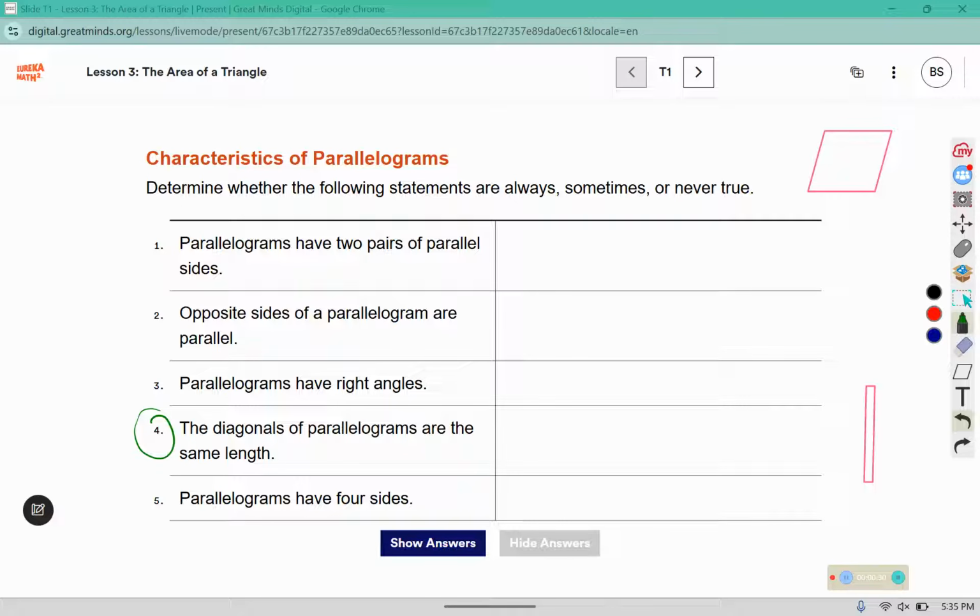The diagonals of a parallelogram are the same length. Well, not necessarily. This distance across is shorter than the distance across this way. But in the parallelogram that is a rectangle, they're the exact same length. So this one is sometimes true. Go through and think about the other 4 questions or statements about parallelograms and determine whether they are always true, sometimes true, or never true.